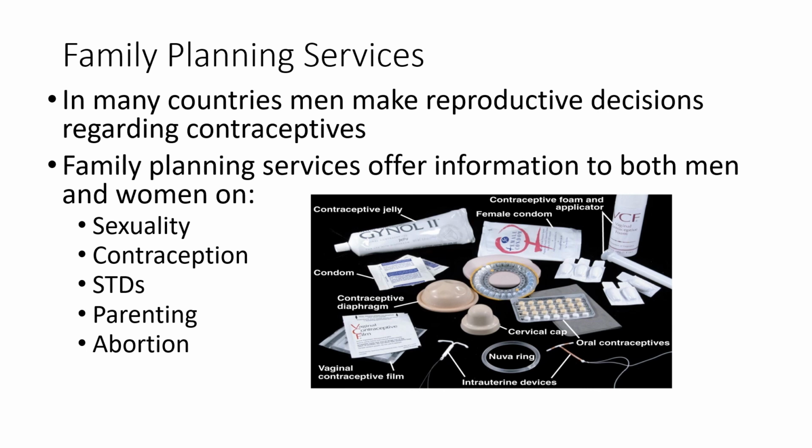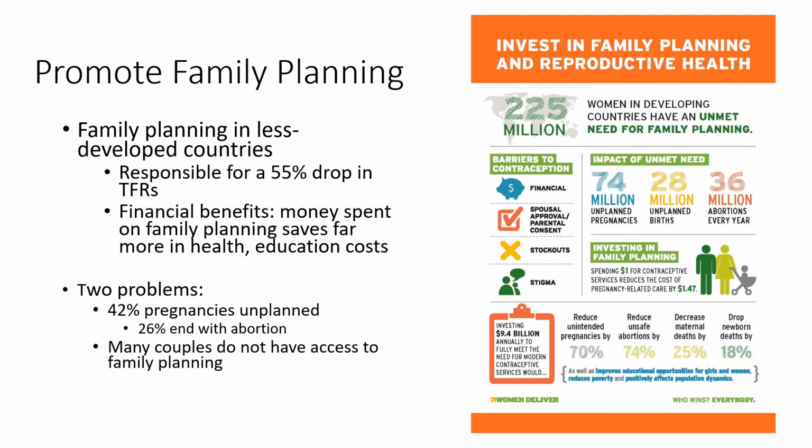And so family planning services can offer lots of information about contraception and STDs, parenting, abortion. So all of these services can become available to women and thereby lower the total fertility rate. And so in promoting family planning, there has actually been a 55% drop in total fertility rate. And so the money that's spent on family planning can actually save people in health and education costs. There are a lot of pregnancies in the world that are unplanned, and many couples don't have access to family planning. And so if you can invest in family planning and reproductive health, we can actually reduce total fertility rate quite a bit.